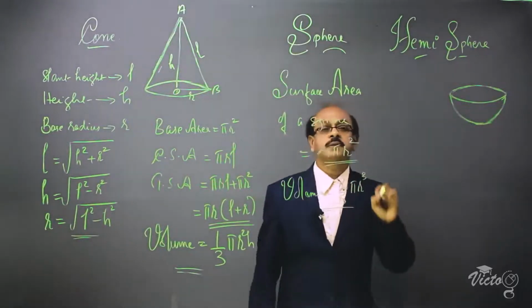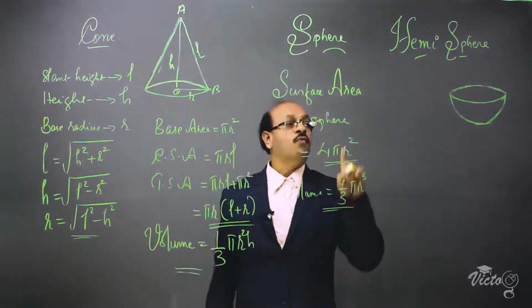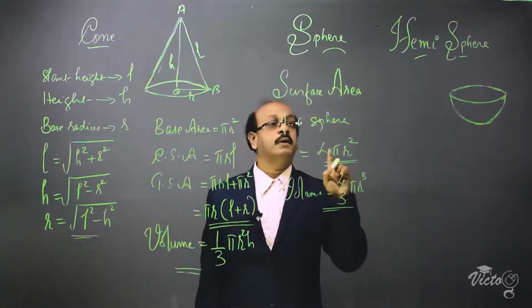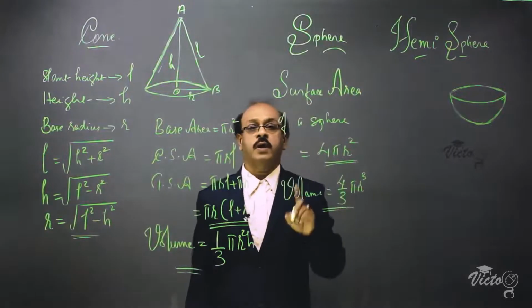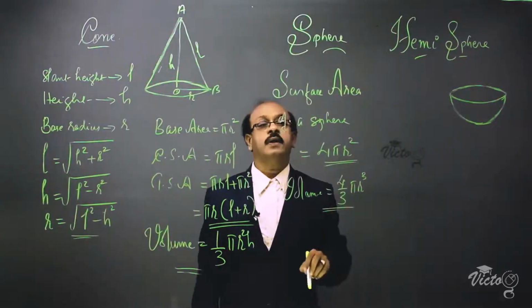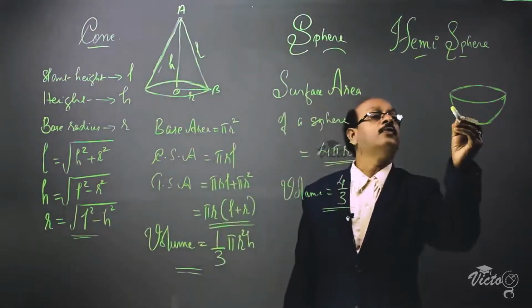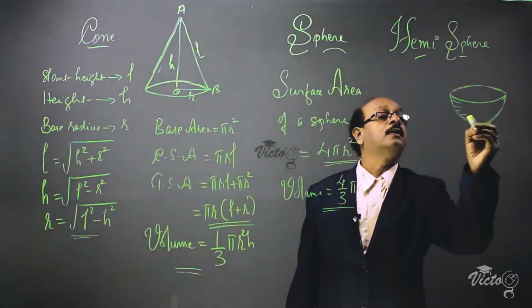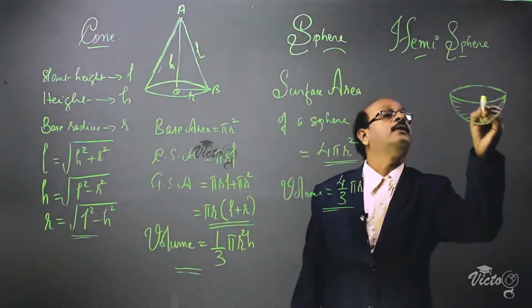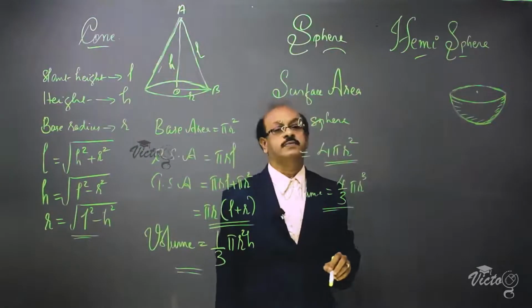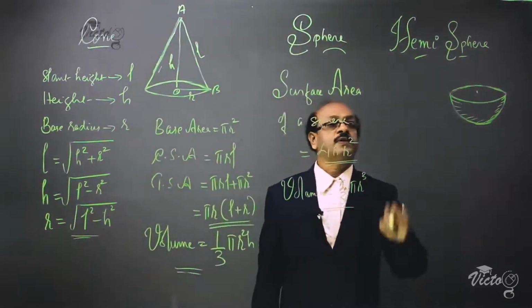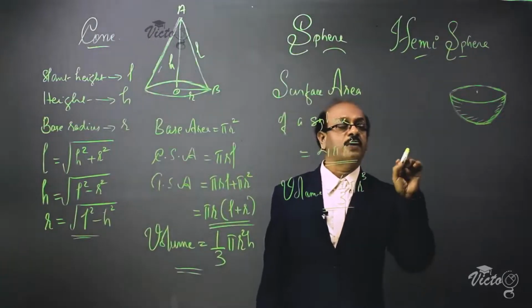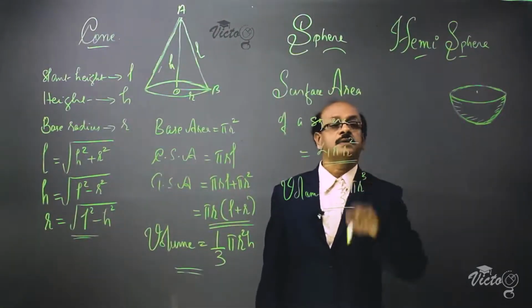When a sphere is cut into two equal parts, one part is a hemisphere and it has two faces. A sphere has only one face, but a hemisphere has two faces. This is the curved face, and this is the base or plane face, which is in the shape of a circle. One is the plane face or base and the other is the curved face.